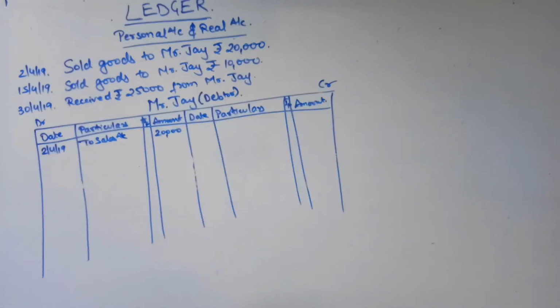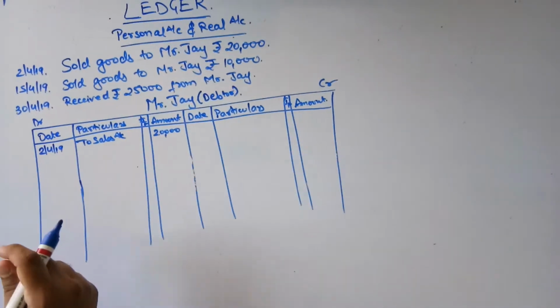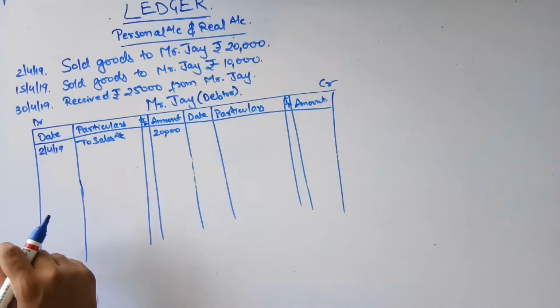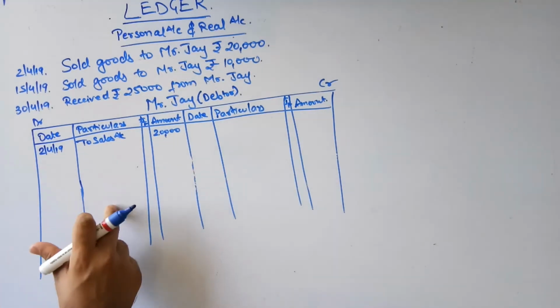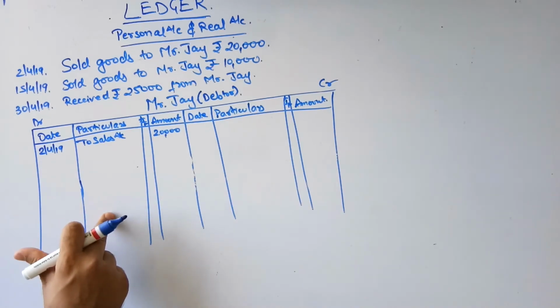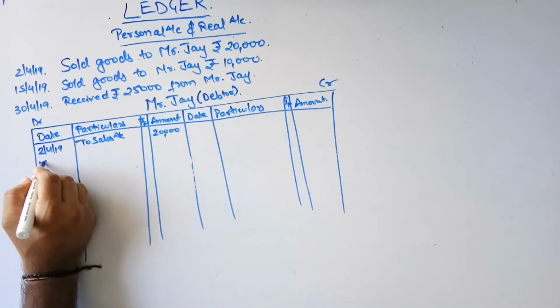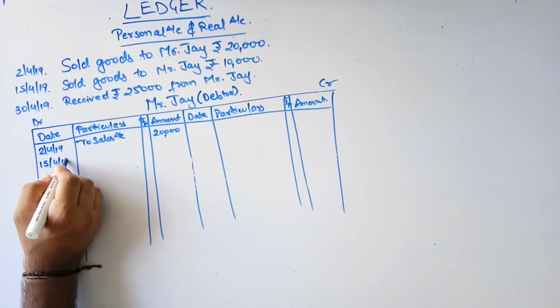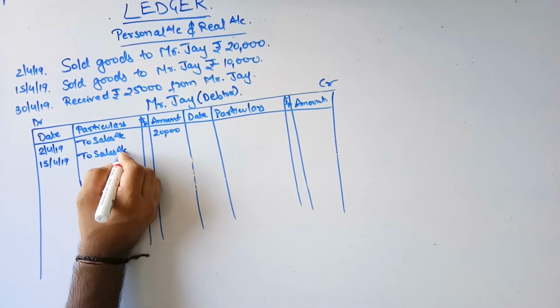Next. Keep doing along with me. Keep writing the transactions along with me. Second, 15th of April 2019. Sold goods to Mr. Jai worth rupees 10,000. Over here, what is happening? We have sold goods to Mr. Jai on credit. So entry will be what? Jai's account debit to sales account again. So on the 15th of April to sales account 10,000.